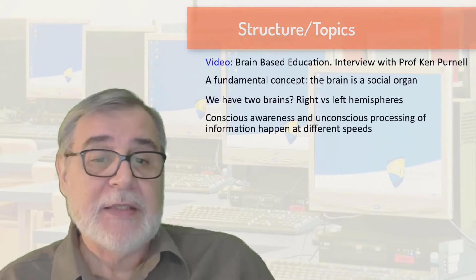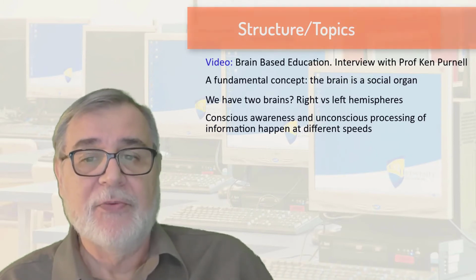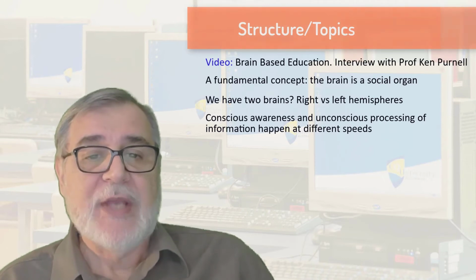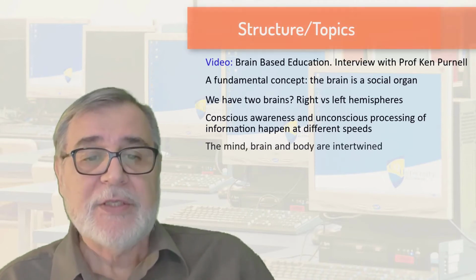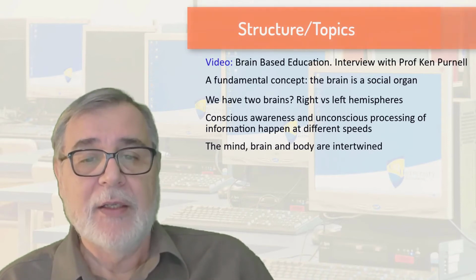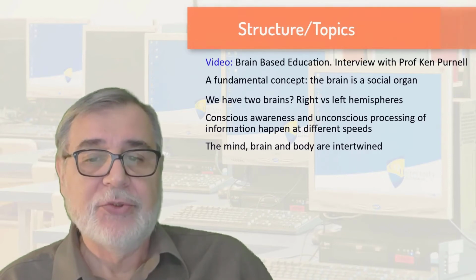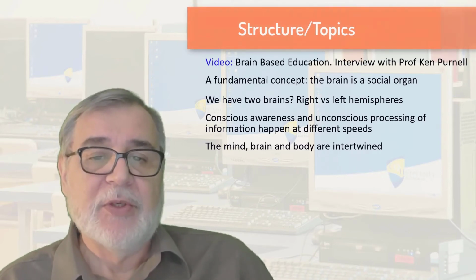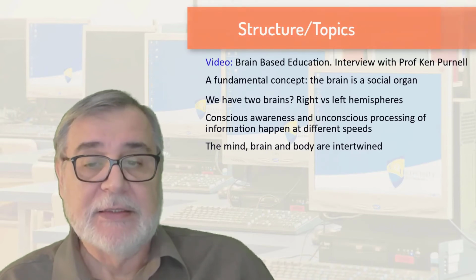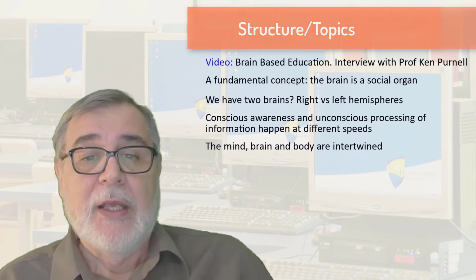Next, we ask whether conscious awareness and unconscious processing of information and emotions happen at different speeds. Indeed, they do. We explore how the mind, brain, and body are intertwined. Exercise, good nutrition, and environmental factors influence optimal neuroplasticity, that is, the development of new neurons and neural connections, and underpins better memory formation and learning.